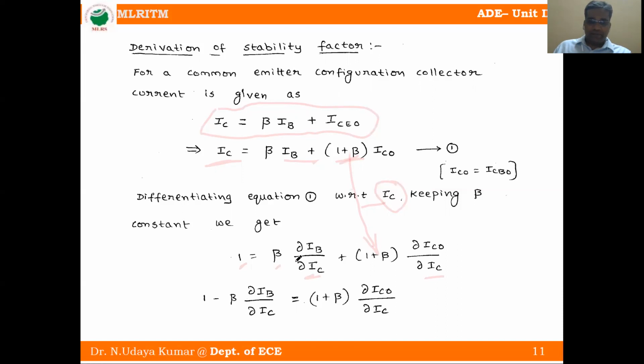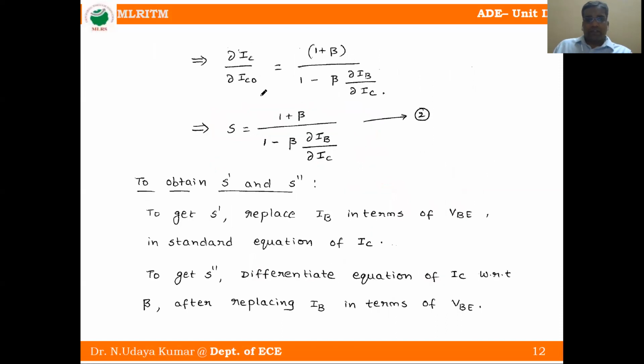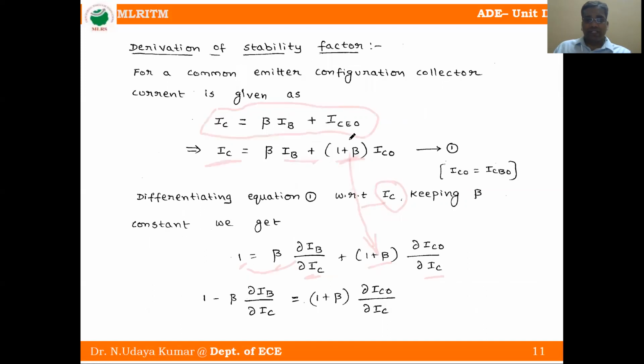We keep this side: 1 minus beta into dou IB by dou IC is equal to (1 plus beta) into dou IC naught by dou IC. So from the above equation we get dou IC by dou IC naught is equal to (1 plus beta) by (1 minus beta into dou IB by dou IC). This whole term comes to this side as 1 plus beta divided by it, so the numerator is changed to denominator and the denominator to numerator.